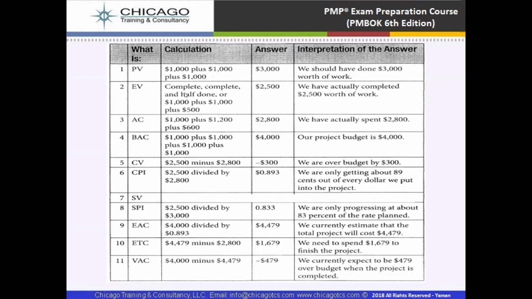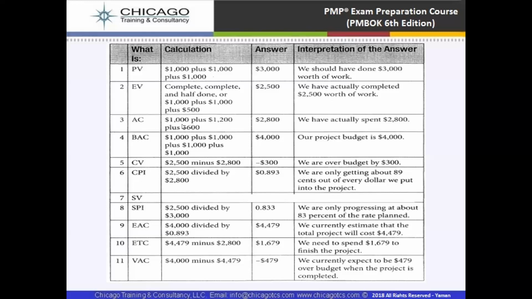Earned value is complete and half done, or 1,000 plus $1,000 plus $500 plus $500. So this is basically $2,500 earned value. We have actually completed $2,500 worth of work. It means we completed those works.